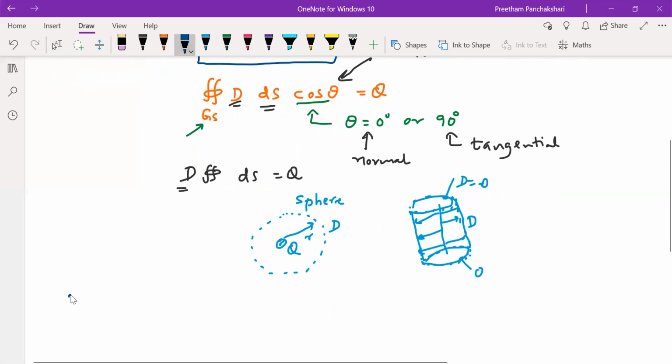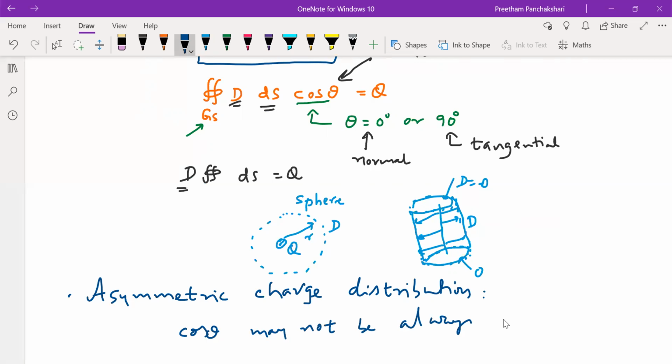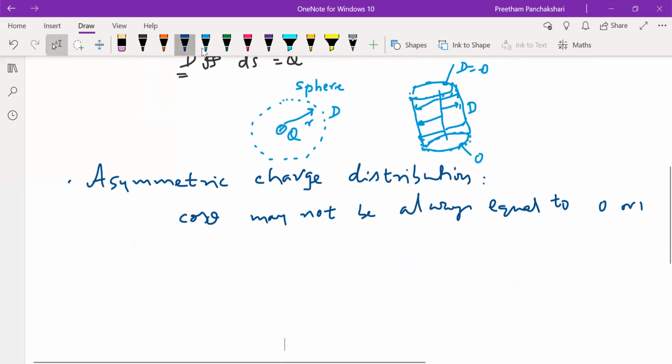So in summary, if there is an asymmetric charge distribution, then the two conditions we discussed just now may not be satisfied. That is, cos theta may not always be equal to 0 or 1. This will not remove the cos theta term from the Gauss law equation. Secondly, D may not be constant.